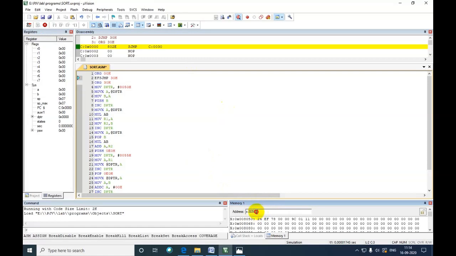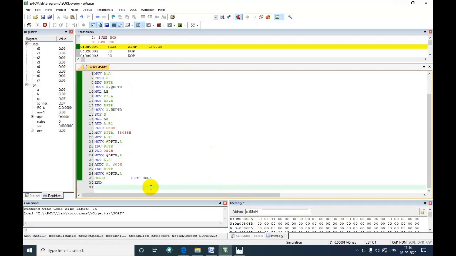Where were the results to be seen? At 55H according to the program. You can see the result is 9C0111. The answer is basically 0111 and 9C. This is what my answer was. We are storing the lower bytes first, so 9C0111 is stored from lower to higher.